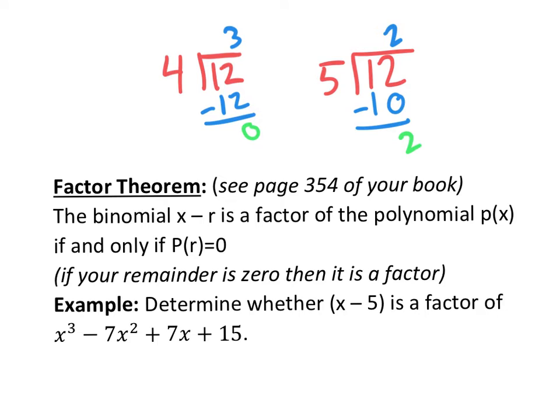12 divided by 4 is 0. 4 is definitely a factor of 12. 12 divided by 5, the remainder is not 0, it's 2. There's an actual remainder. 5 is not a factor of 12. So let's read this one more time. The binomial x minus r is a factor of the polynomial if and only if your remainder is 0. So you're going to have a polynomial right here instead of 12. And you're going to have a binomial out here, maybe like x minus 2 or x plus 3. And if your remainder is 0, then you'll know that that x plus 3 is a factor of the original polynomial. Does that make sense?